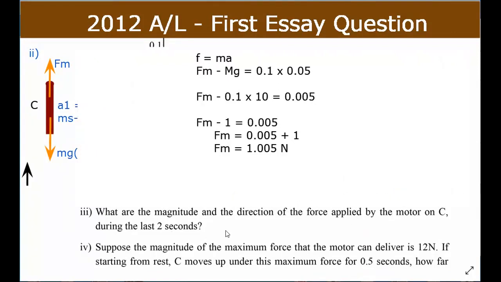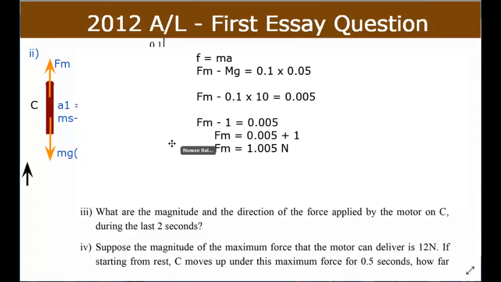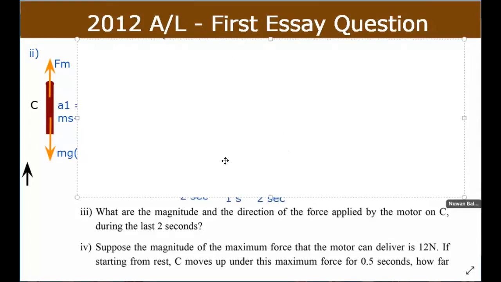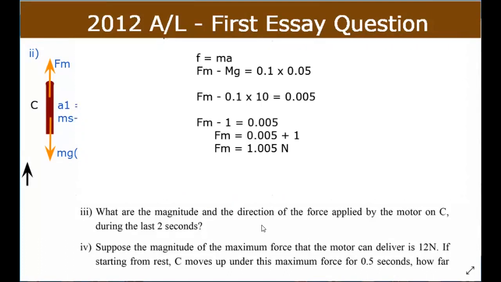the last 2 seconds? So what will happen to the motion during the last 2 seconds here? What kind of a motion is there during the last 2 seconds? Constant deceleration. It's a deceleration. Constant deceleration. Very good. So did you write this? I won't erase this because I do not have enough space.